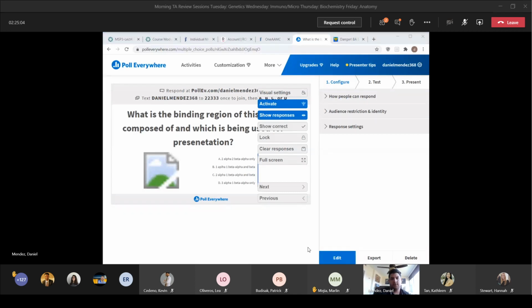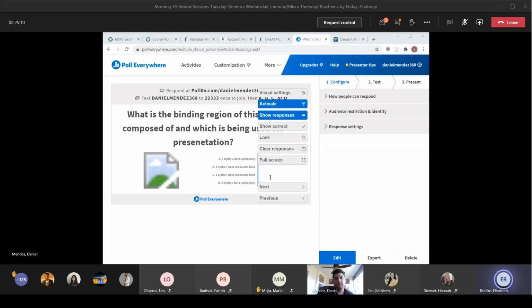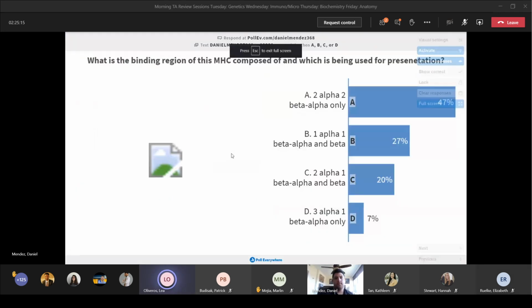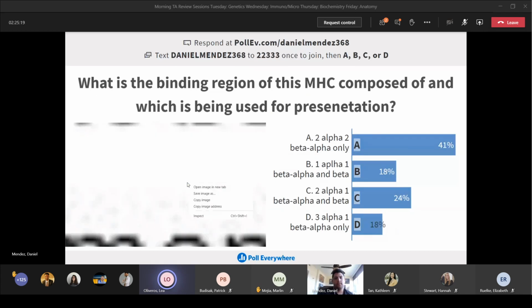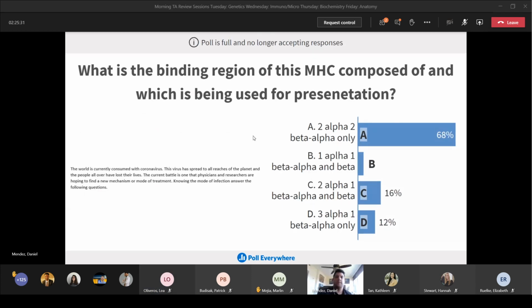What would happen if you tried full screen? Let me try. The picture just says that the world is consumed with coronavirus, and knowing the mode of infection, answer the following question, if that helps. That does help, thank you. That is exactly what it says. I'll try to see if I can get the picture to work next time. Oh, there we go. It's a little late, but the picture is there.